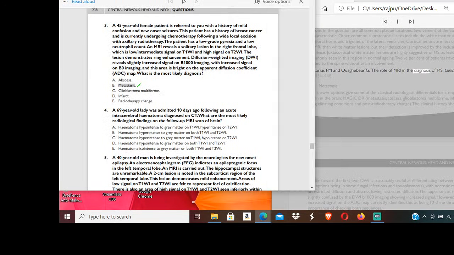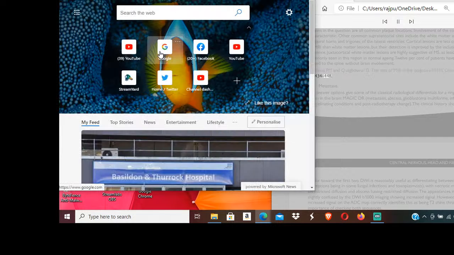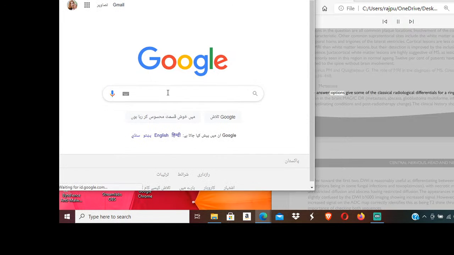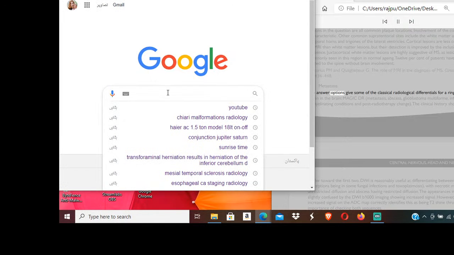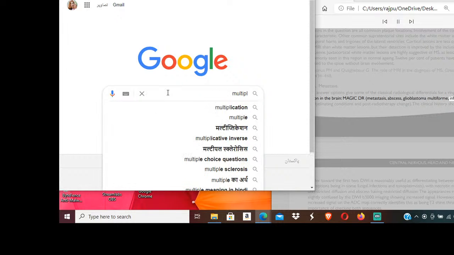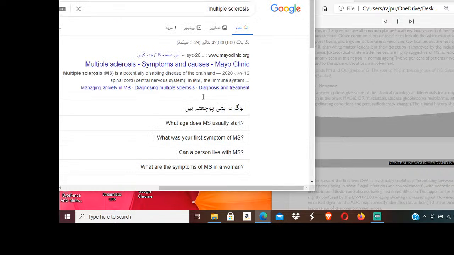Reference: The role of MRI in the diagnosis of ... Clinical Radiology 2003, 58, 434. Answer 3. B. Metastasis. The answer options give some of the classical radiological differentials for a ring-enhancing lesion in the brain: MAGIC DR, metastasis, abscess, glioblastoma multiforme, infarct, contusion, demyelinating conditions and post-radiotherapy change. The clinical history should steer the reader toward the first two.